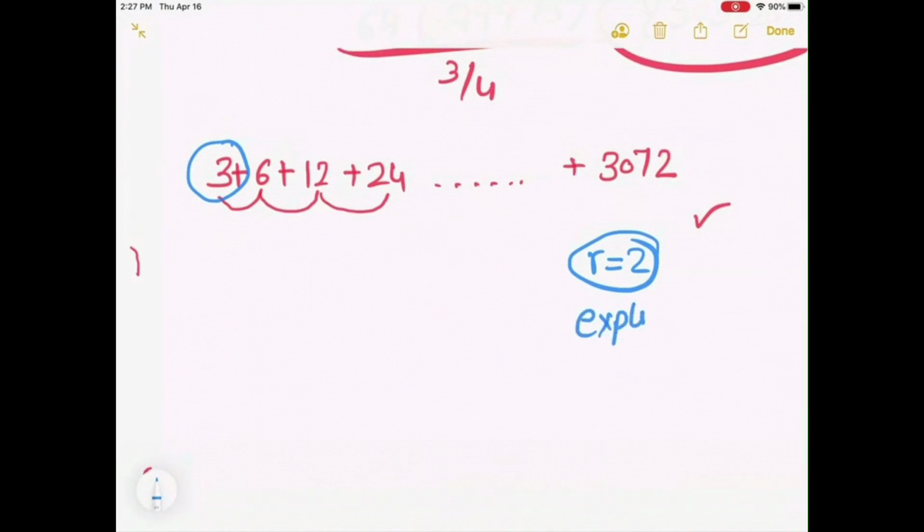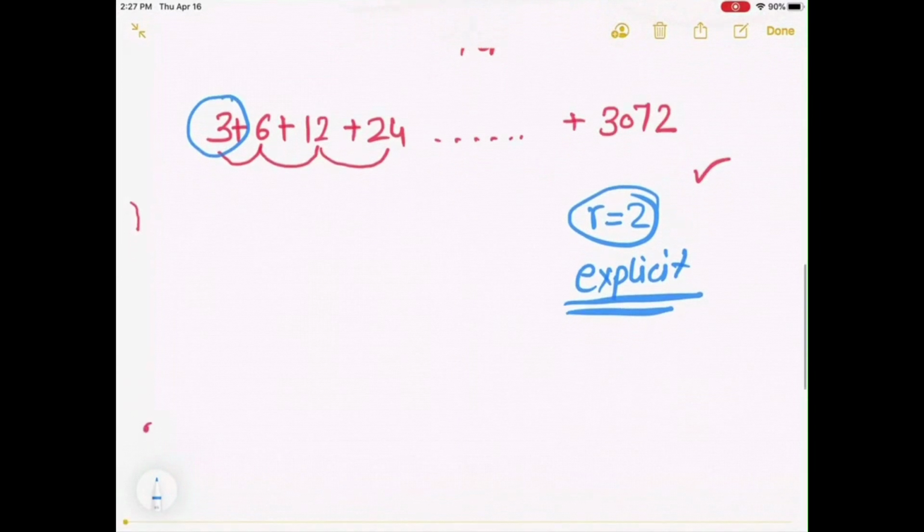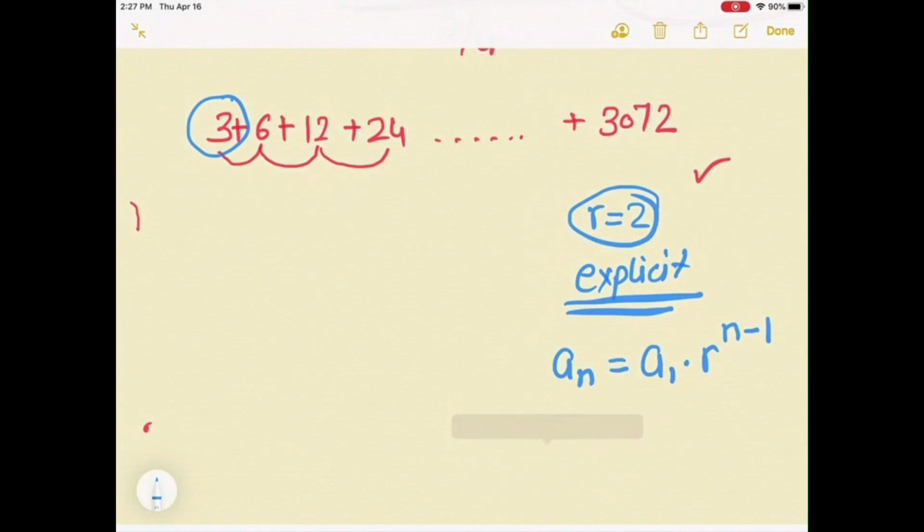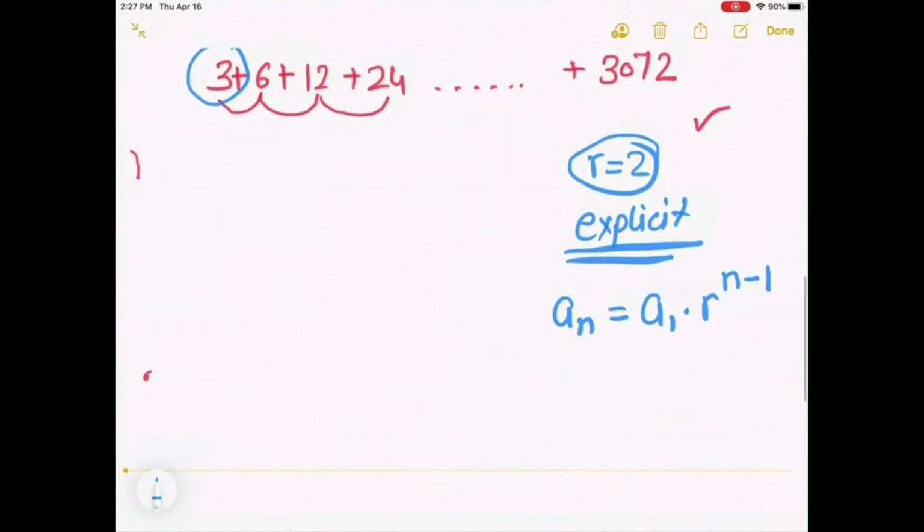So the explicit rule for a geometric sequence. What's the explicit rule? It's a_n is equal to a_1 times r^(n minus 1). If you need help on identifying or figuring out the explicit rule, you can go watch the video we had before on this one, just to get a better understanding.